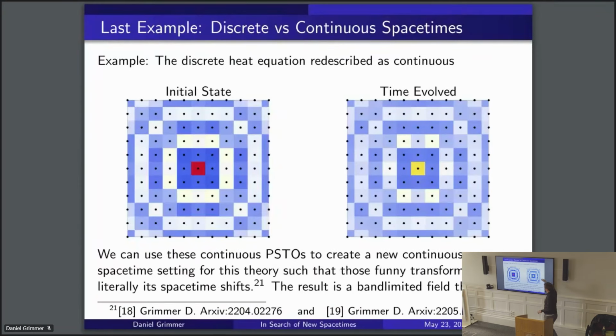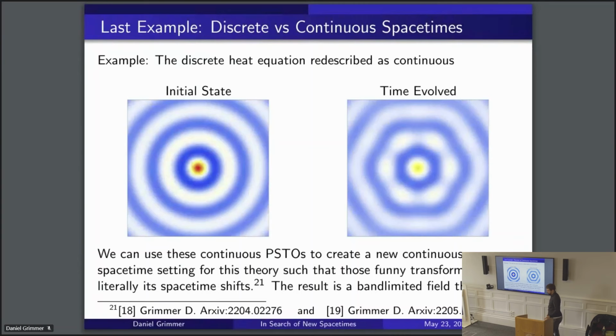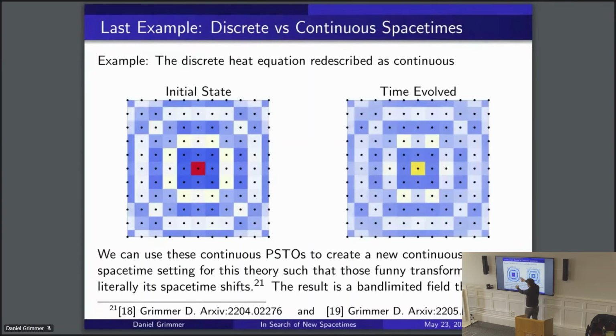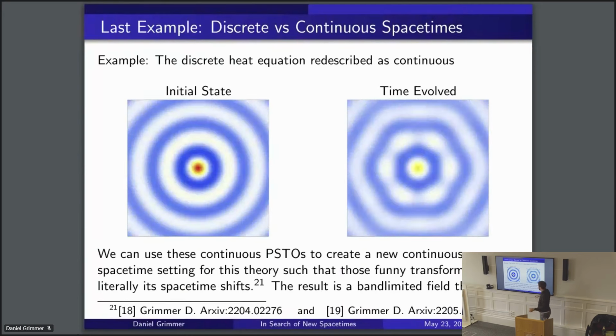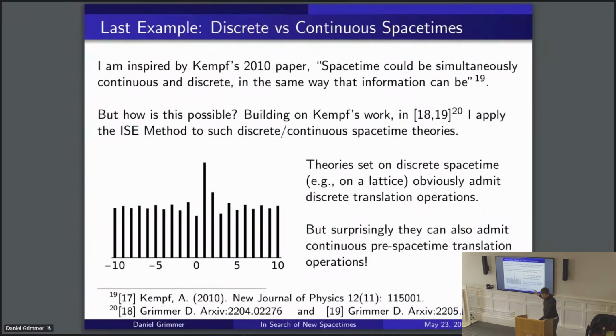And so here's a two-dimensional lattice theory. We've got some distribution of heat at one time and at a later time. I can use those continuous PSTOs I just showed you to build a new space-time setting for the theory through this kind of Lie group quotient construction, such that those funny transformations I just showed you literally are the new space-time shifts in the new theory. So that weird combination of shifting the state around, which wasn't the lift of a diffeomorphism, literally becomes a space-time translation in the new framing of the theory. I build it such that that's the case by the kinds of Lie group action declarations that I've been talking about. And it turns out that this is also a symmetry of the theory. These continuous shifts are also a symmetry of the theory in addition to the discrete shifts for certain kinds of theories.